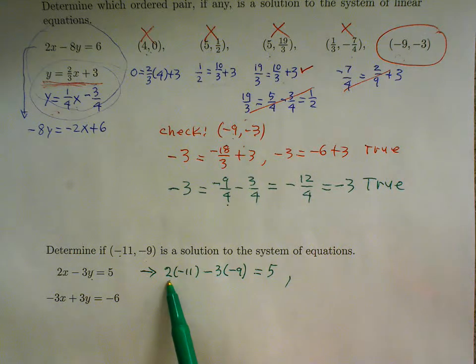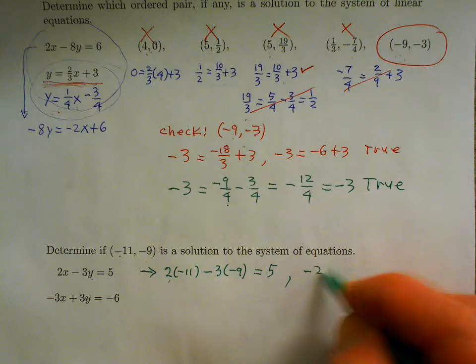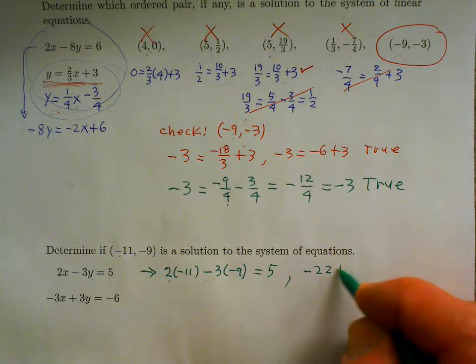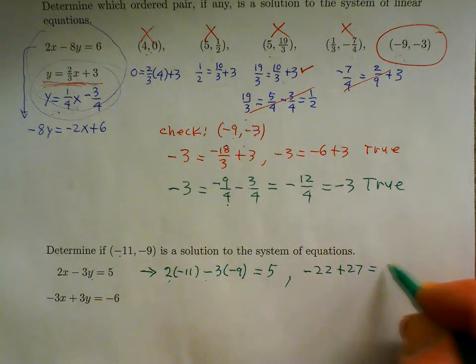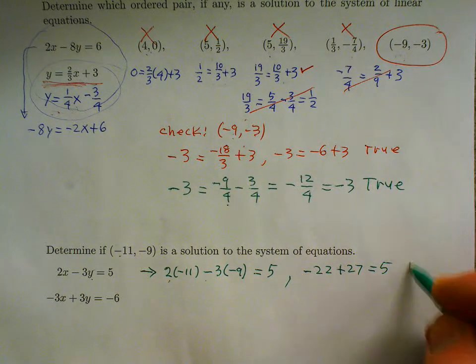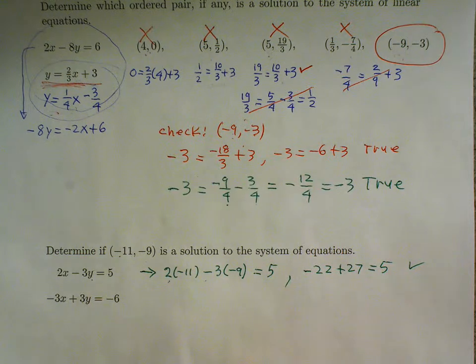So we'll do the arithmetic. -22, and we're subtracting -27, which is plus 27. And -22 plus 27 is 5, true. So we do know that that ordered pair is a point on the top line.